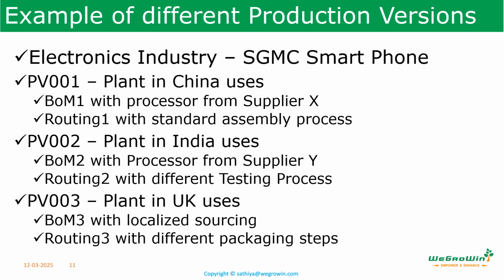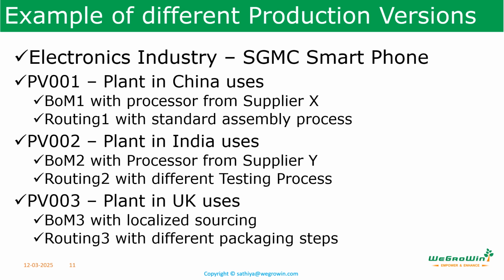So let us take one industrial example. Earlier we discussed a product of 1 kg. Now let us take a typical industrial example from the electronics industry. There is a smartphone, say the HGMC smartphone. Now there is production version 1, used in the China plant, let us say. Here BOM 1 will have the processor sourced from supplier X. Routing 1 will be the standard assembly process. But it is going to result in the same product, the HGMC smartphone.